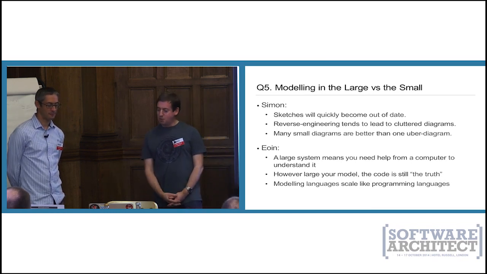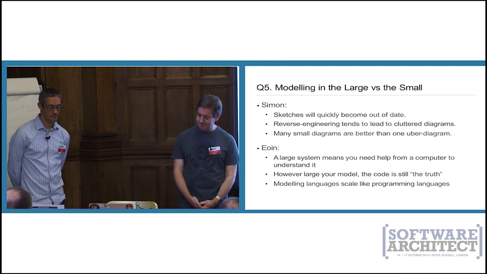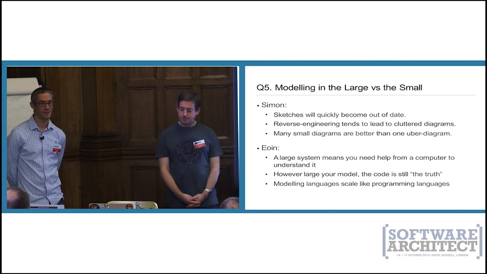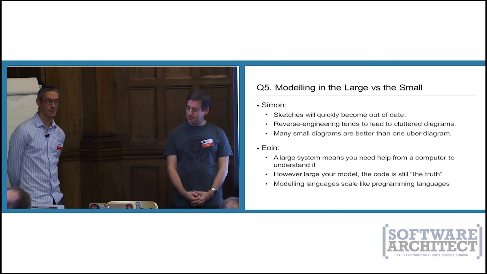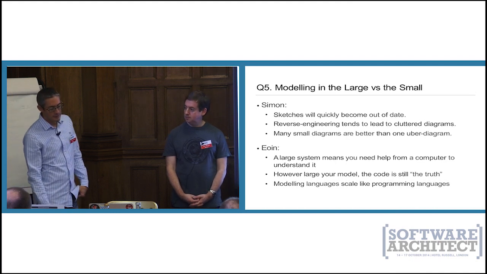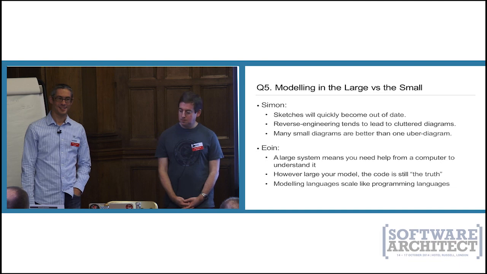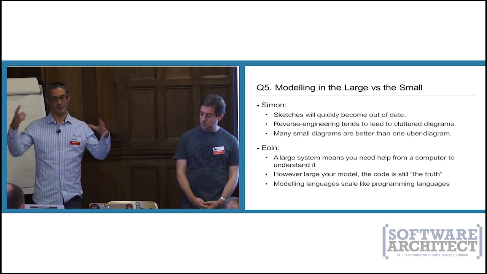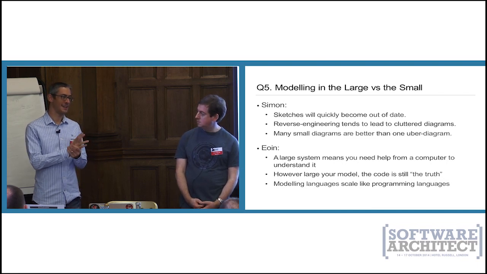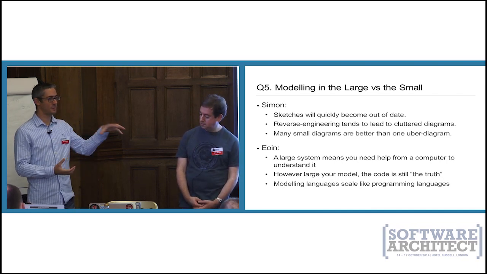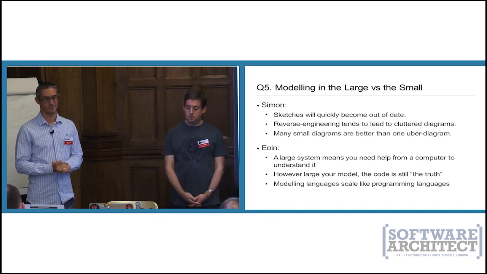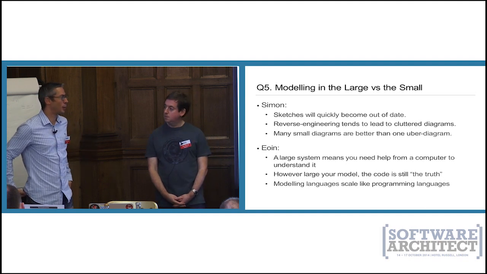So what was this question about? Big models and small models. This picks up on your point about skepticism. Skepticism will become activated, even on the smallest team. Even if it's just you and you have a whiteboard picture and you start coding, it will become outdated very, very quickly. The reverse engineering tools tend to lead to cluttered diagrams, so that's the other approach, particularly if you have large systems, to auto-generate pictures, but that doesn't work. So my simple advice here is to have lots of simpler diagrams rather than one Uber diagram that tries to run the world. That's how you deal with models at scale.